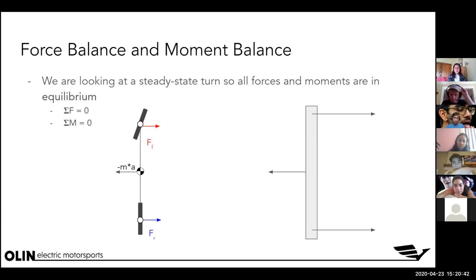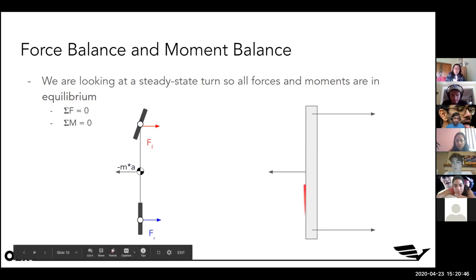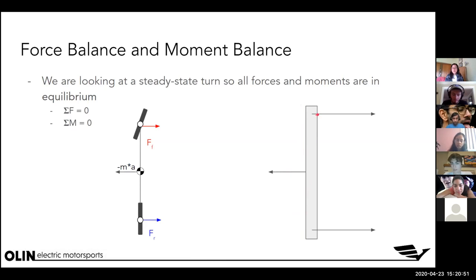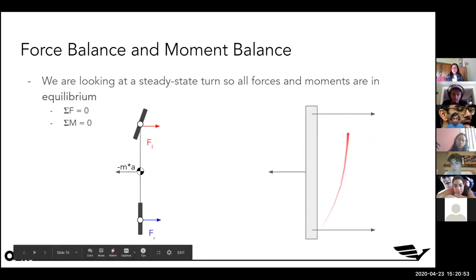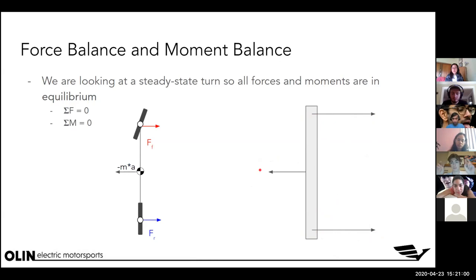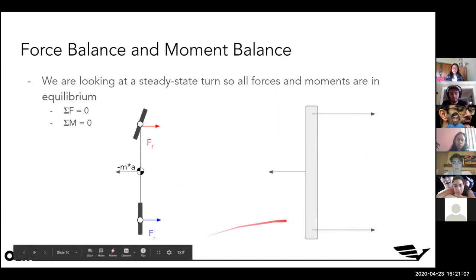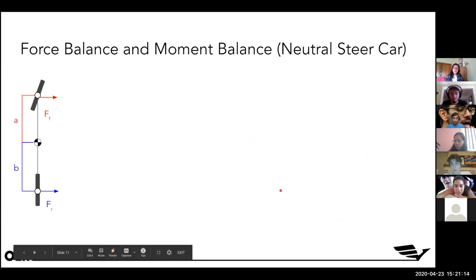Okay, so another assumption that we're going to make is that the car is acting like a rigid beam. We're assuming this car is acting like this rigid beam and it has some force applied up here from the front tires, some force applied down here from the rear tires. And then again, this is this made up centrifugal force that we're going to use to balance the force equation. So the diagram on the left and the diagram on the right are the same thing. We're just treating the car like one big rigid body.